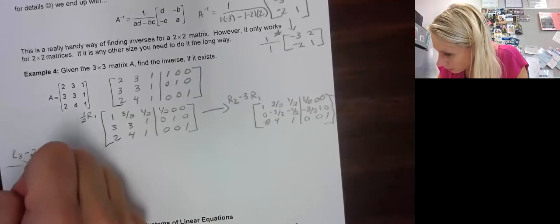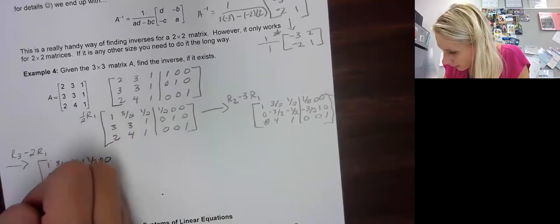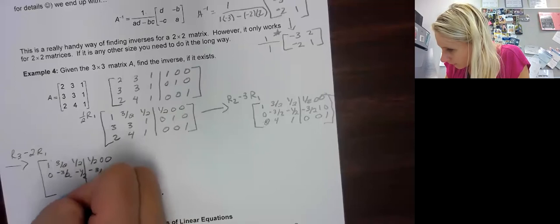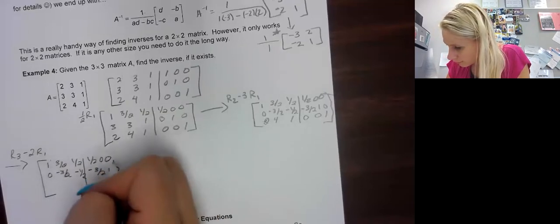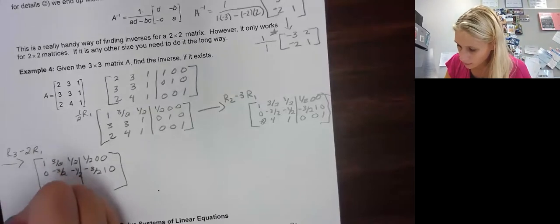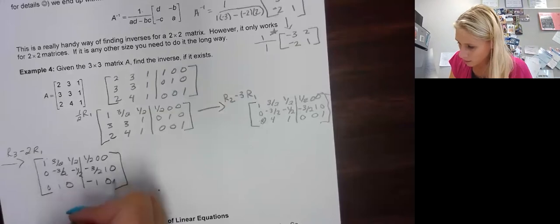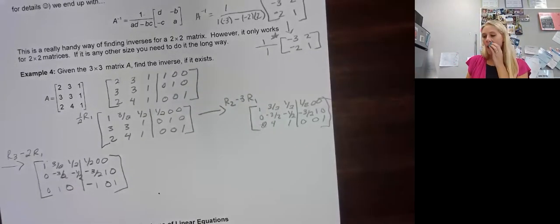1, 3/2, 1/2, 1/2, 0, 0, 0, negative 3/2, negative 1/2, negative 3/2, 1, 0. And of course my third row is what I was messing with, right? I get 0, 1, 0, negative 1, 0, 1. All right, now what?